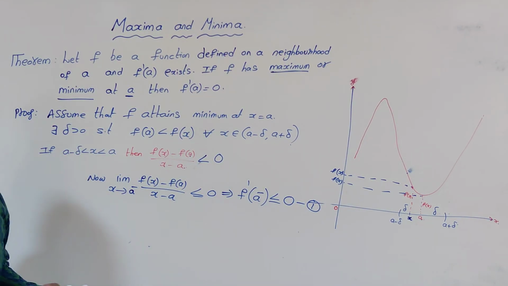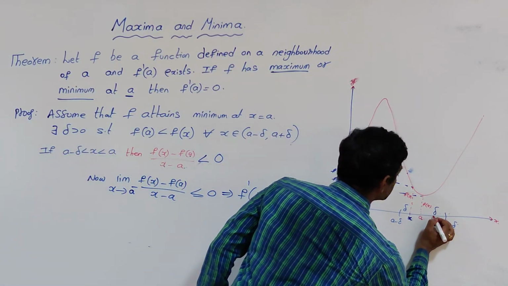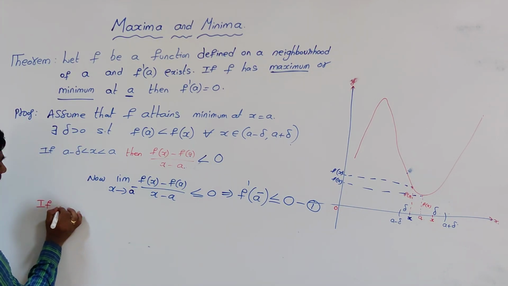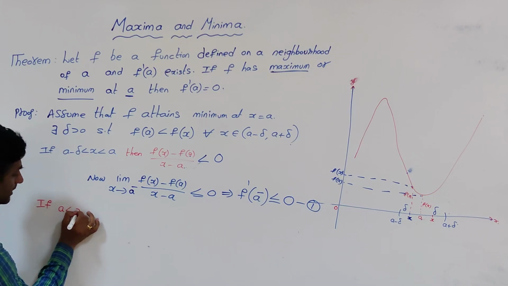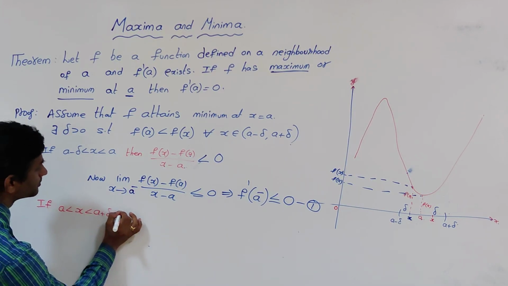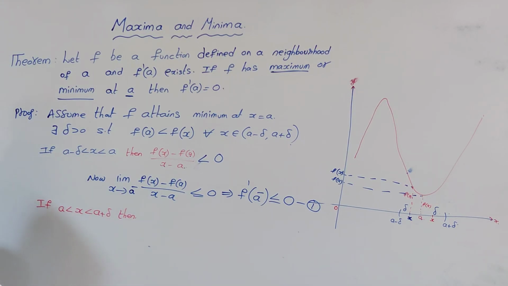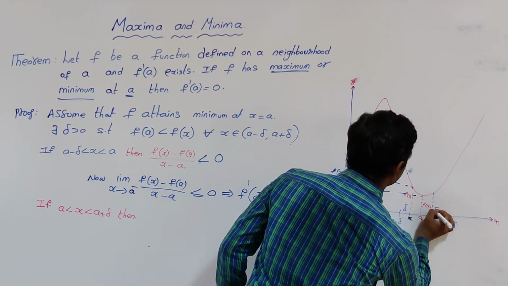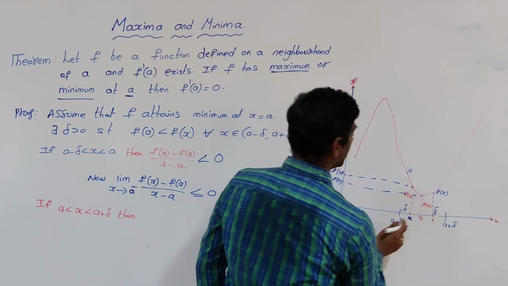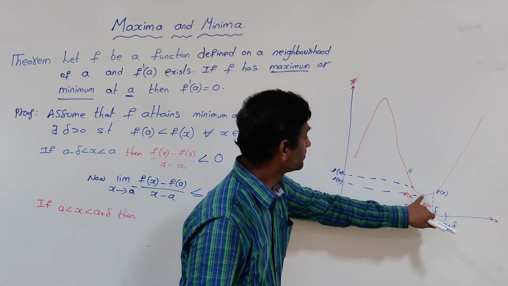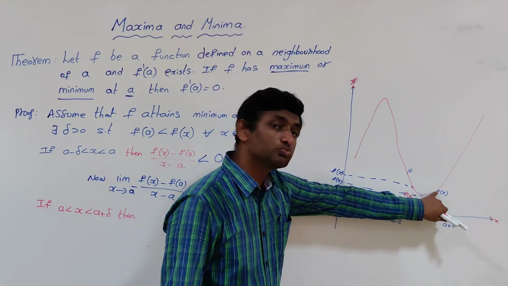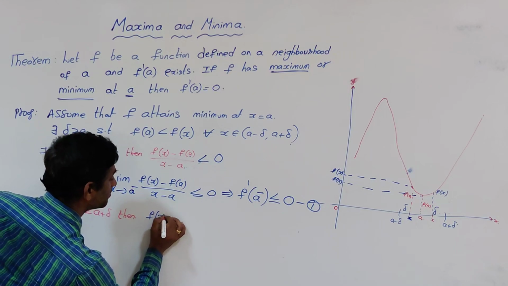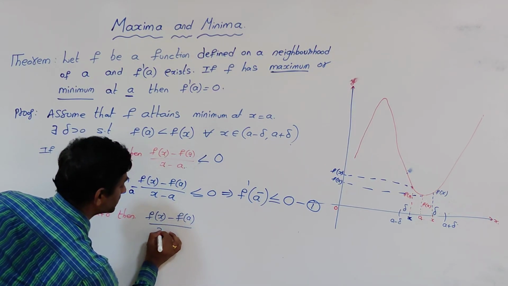Now we'll see the right hand side. Now x is a point here. If A is less than x less than A plus delta, then what will be the ratio? So this will be f of A and this will be f of x. Again, f of A is smaller than f of x. So again, f of x minus f of A by x minus A will be what?